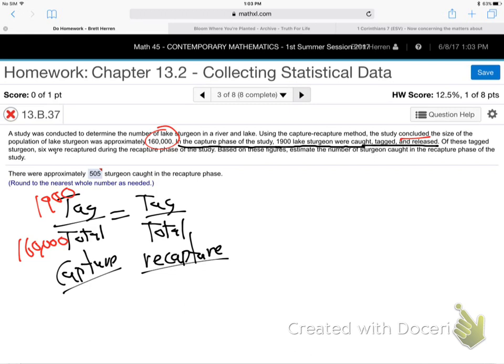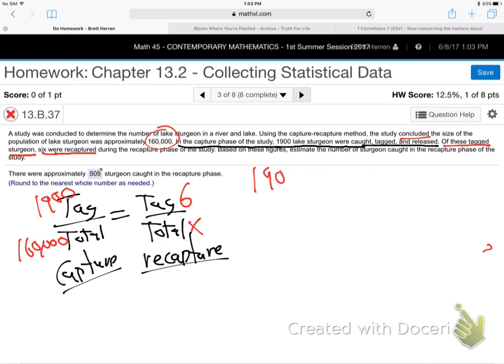And then in the recapture, what does it say about the recapture? Of these tagged sturgeon, 6 were recaptured. So that's tagged recaptured fish. Everybody see that? Because it says, of these tagged. So that means they're tagged. And then 6 were recaptured. So 6 recaptured tagged fish. So then the X is down here, isn't it? Which is what they're asking me for, right? Based on this, give the number of sturgeon caught in the recapture. So what's the total caught in the recapture? That's what they want. Everybody okay with that?